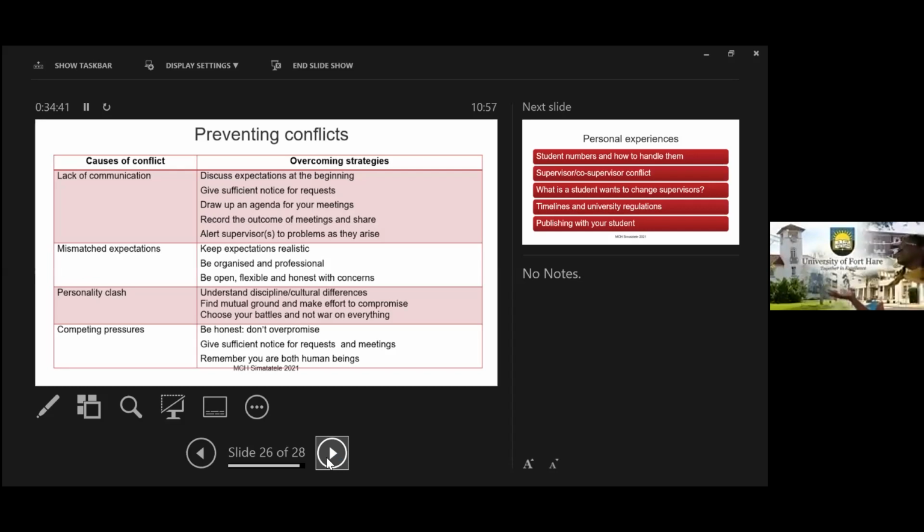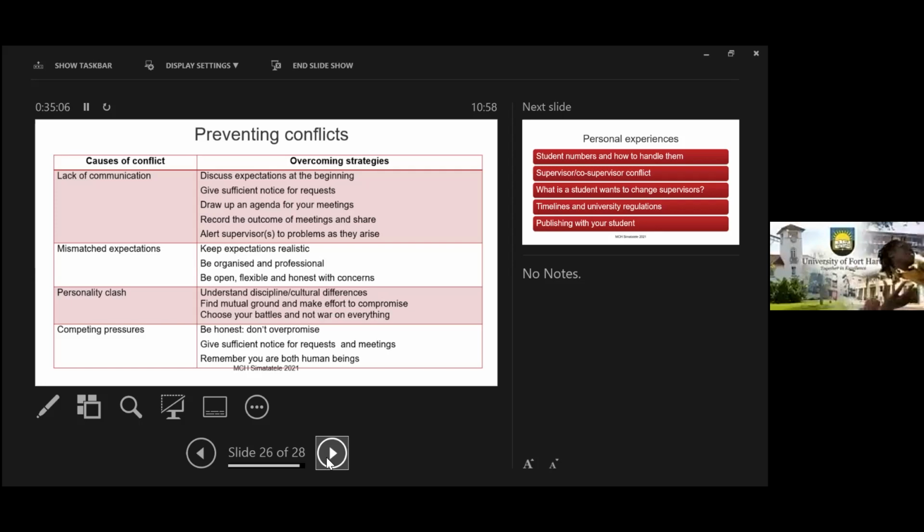Mismatched expectations, again, keep expectations realistic. Remember all those influences that we talked about. If you say to someone, just at a meeting, I want a revised version next week, you know this person is working, you know this person has a family. Do you really expect them to give you the revised version next week? I think it's unrealistic, right? So have realistic expectations, be organized, be professional, open and flexible, okay?